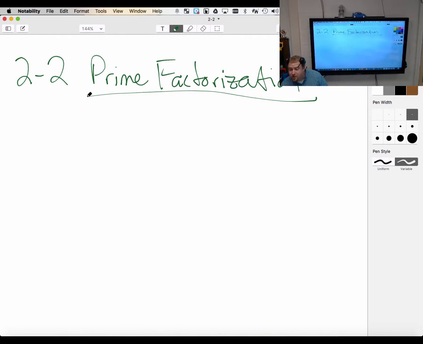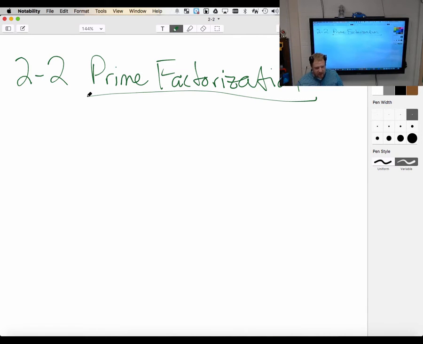Oh, prime factorization tree, prime factorization tree, how lovely are your branches. Shh. 5, 4, 3, 2, 1. Okay, I think we get the idea.